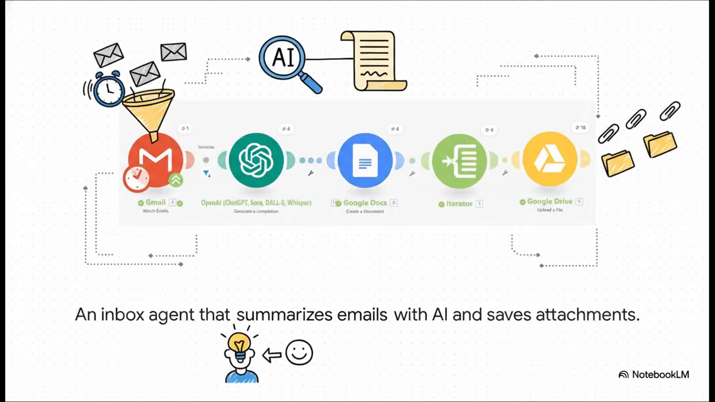Or how about this one? This could totally change your daily grind. Picture an agent that just watches your inbox. A new email comes in, the AI instantly reads it and gives you a one-sentence summary so you know what it's about without even opening it. Then, if there's an attachment, it automatically saves it to the right folder in your Google Drive. I mean, come on, that's basically a personal assistant living in your inbox.